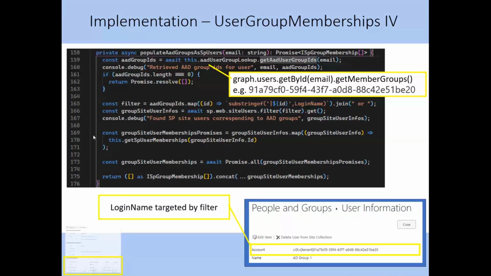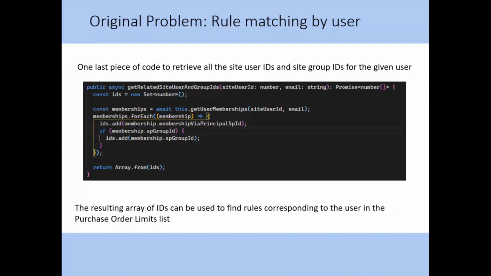For every found site user, we then call the same get SP user memberships function that we called earlier, constructing our array of SP group membership objects. So now we get back to the original problem for the purchase order solution.